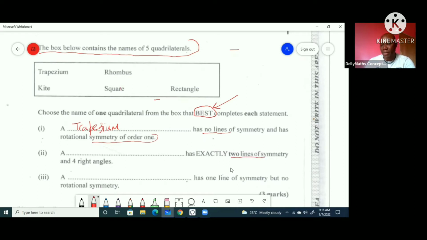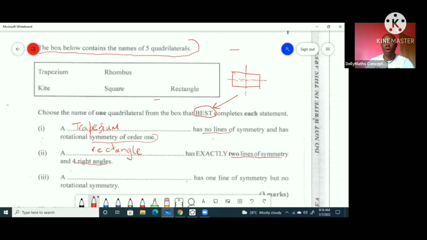Exactly 2 lines of symmetry and 4 right angles. This is not a square, because a square would have 4. So what we're dealing with here is a rectangle with 2 lines of symmetry. If I sketch my rectangle right there, we would have a line of symmetry going here, that's 1. We have a line of symmetry coming here, that's 2. So 2 lines of symmetry and 4 right angles would be that rectangle.